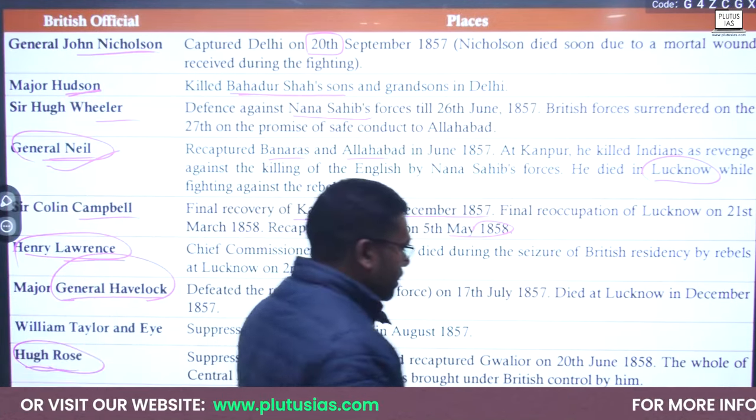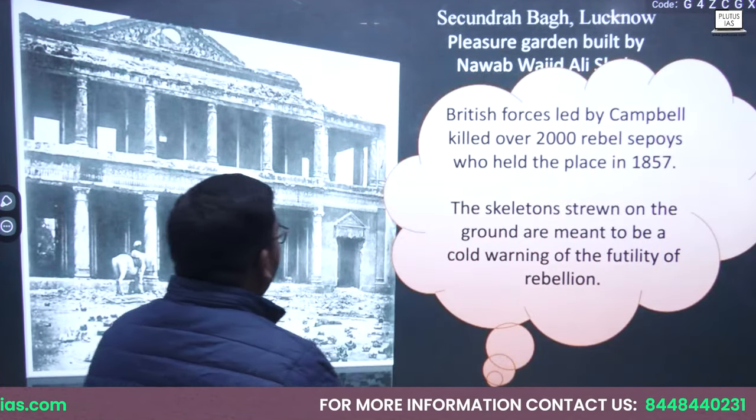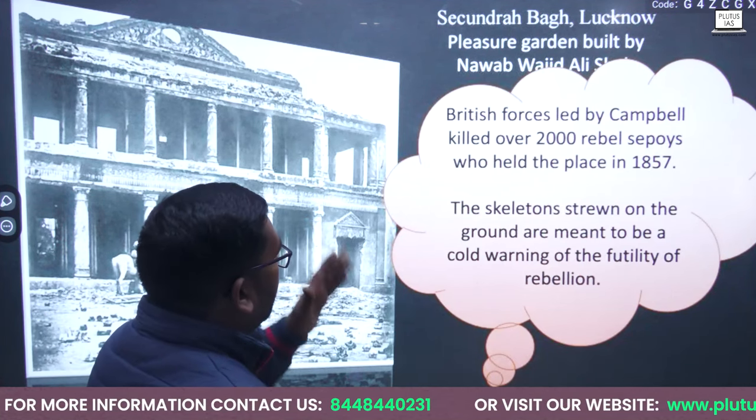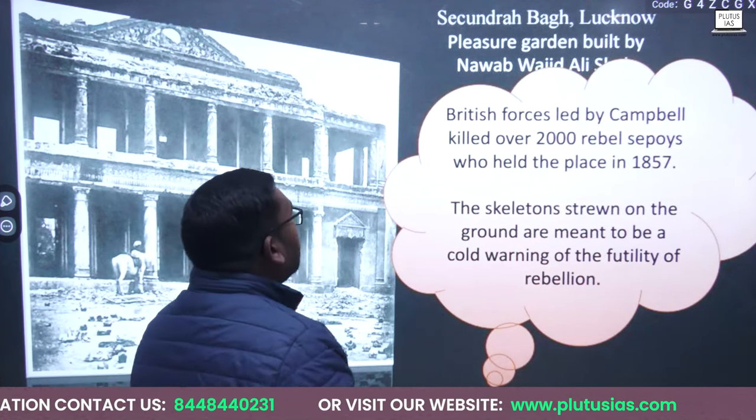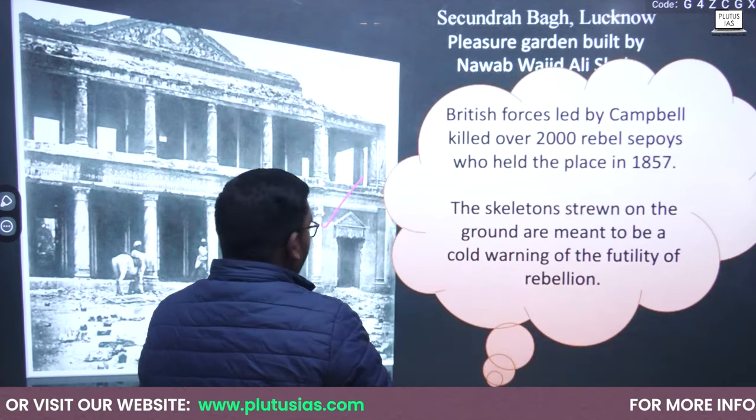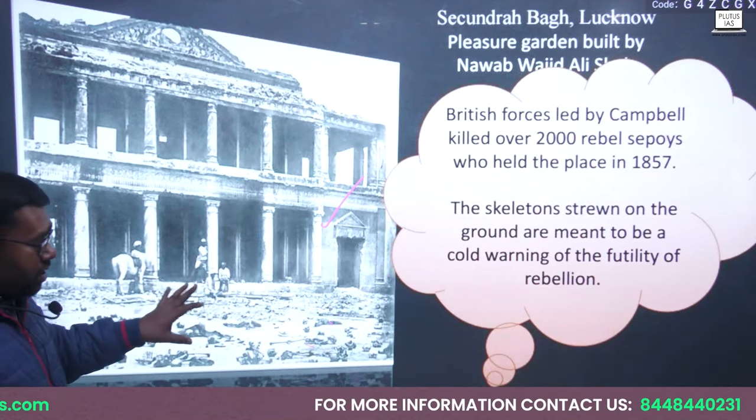So briefly, let us discuss what the major reforms are. You can take two or three examples. This one is Sikandra Bagh in Lucknow. You can imagine it was built by Wajid Ali Shah, but it was destroyed by the Britishers. You can see the skeletons. These skeletons are of human beings.